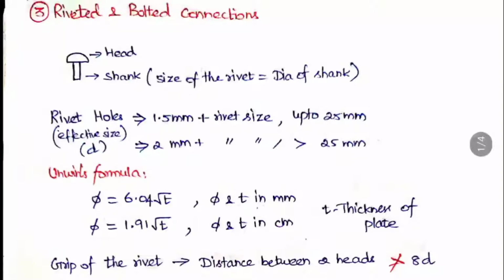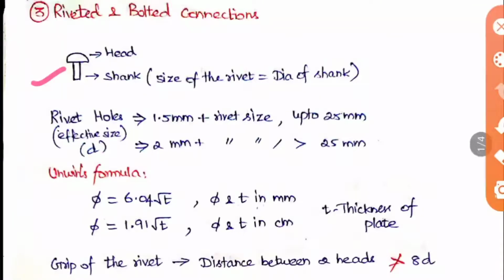This is the shape of a rivet given here. So it will be like this. The bottom portion will be called the shank and the top portion will be called the head. This head can be of different shapes. It can be circular or it can be flat also. Generally the circular head is used, and the shank dia is what is mentioned as the size of the rivet. So the size of the rivet will be equal to the dia of the shank.